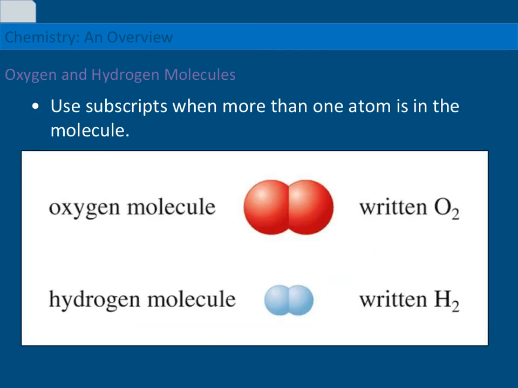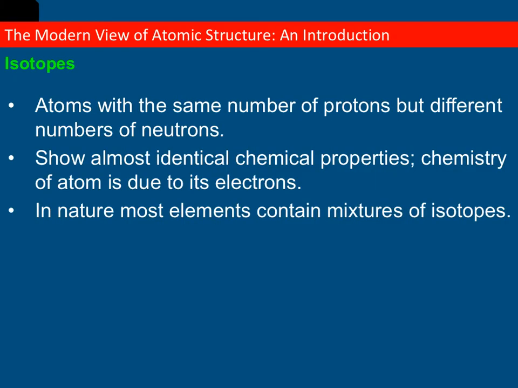I rarely see people make this mistake, but it's worth noting that when you identify or write out molecules, we use a little subscript down behind to represent two of the same atom in a molecule. So this is an oxygen molecule, so we say O2. We don't say two O's, we say O2 because they're bonded together. The same with hydrogen, H2 rather than 2H.